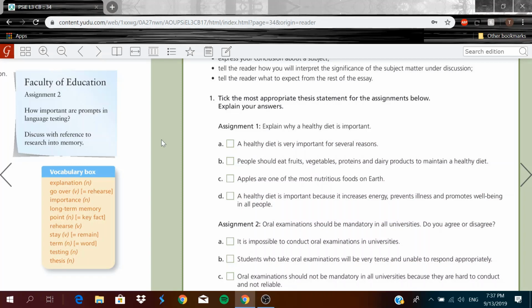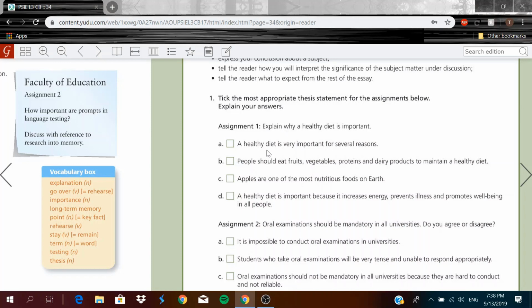So for me, I'd say that D is the correct one. A healthy diet is important because it increases energy, prevents illnesses, and promotes well-being in all people. Why? That's because I answered the explain section and why a healthy diet is important. If you go to apples, I'm not talking specifically about apples, so that's already out of the question. People should eat fruits, vegetables, proteins to maintain a healthy diet. Well, that's to maintain a healthy diet, right? So if the assignment said, like, what should people eat to be healthy, then this would fit, but that's not the case, okay?